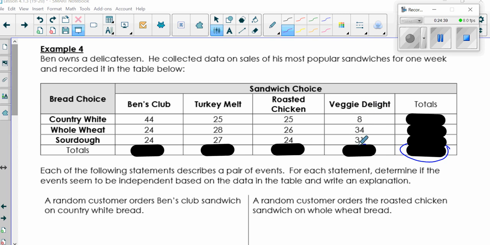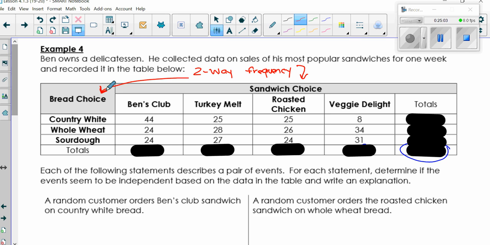If you remember back in Math 1, this is a two-way frequency table. I'm just going to write it here. So this is a two-way frequency table, which you guys talked about last year in your stats unit. This is a two-way frequency table because it's talking about 2 things, the sandwich choice and the bread choice. Okay, and we'll use these pretty frequently in this unit.